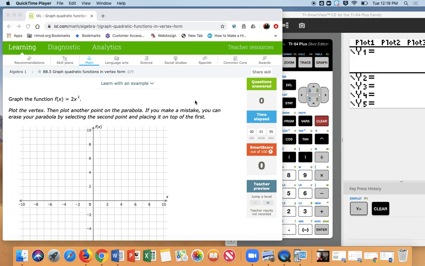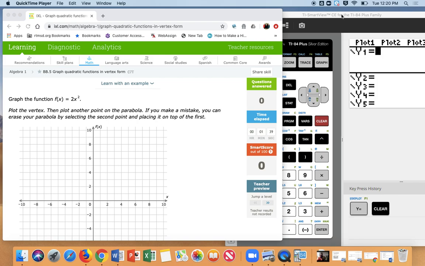All right, there's a couple different ways to do IXL Algebra BB5, graph quadratic equations in vertex form. I guess the hardest way would be to actually do some of these problems using just the form, no calculator, nothing like that. So instead of teaching you how to do that, I'm going to show you how to think smarter, not harder. So here we go. We have the problem f of x equals 2x squared.